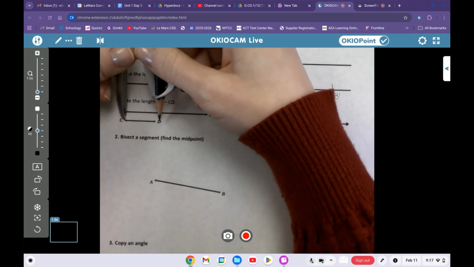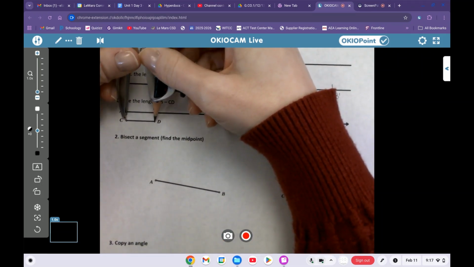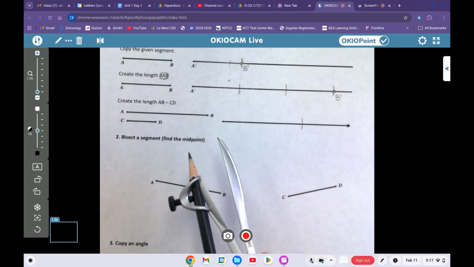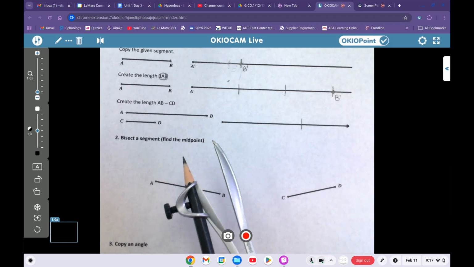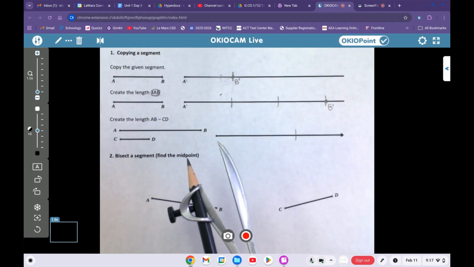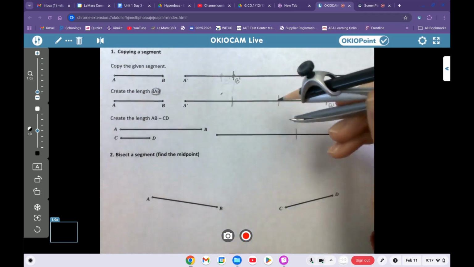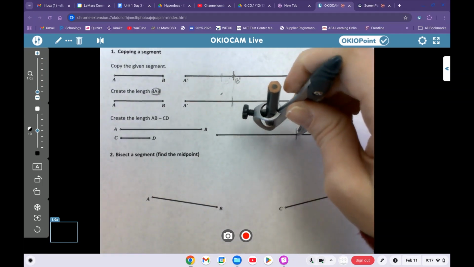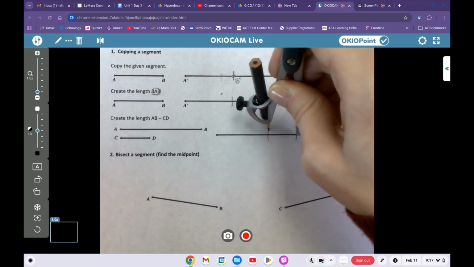Okay, I'm going to measure CD. And then where should I go with this? This is my CD right now. So you want me to put my pointer on that mark I made, and instead of going off to the right, you want me to go backwards? Okay. Why are we going backwards with it?